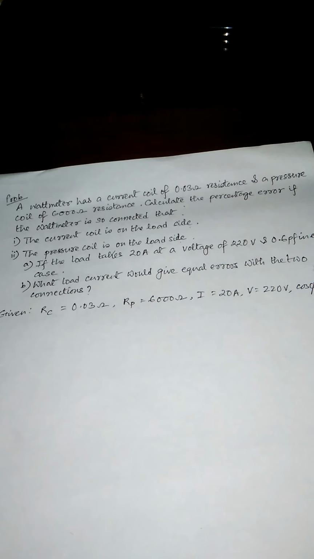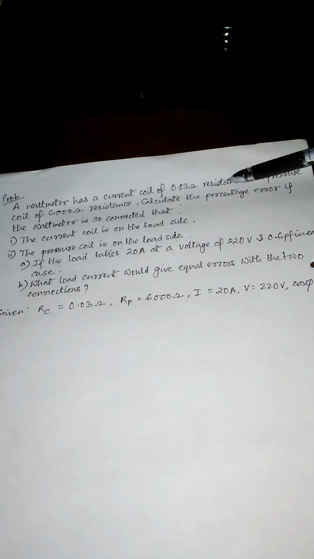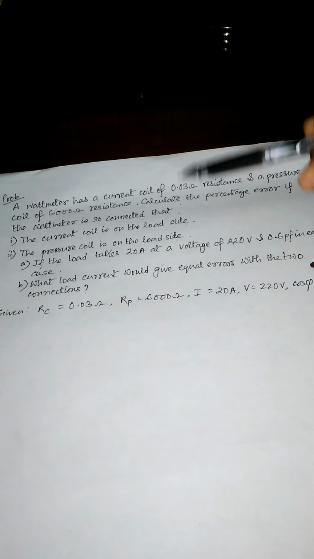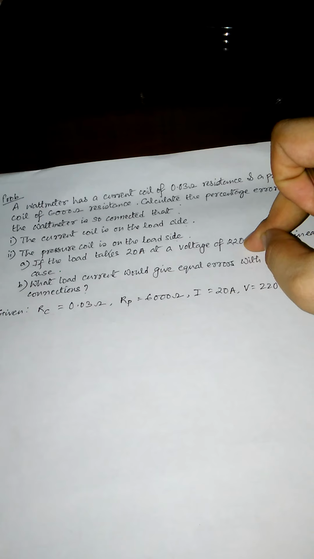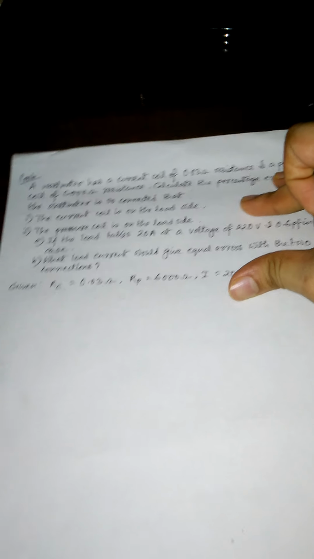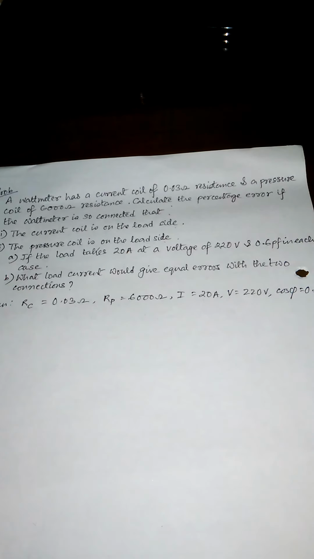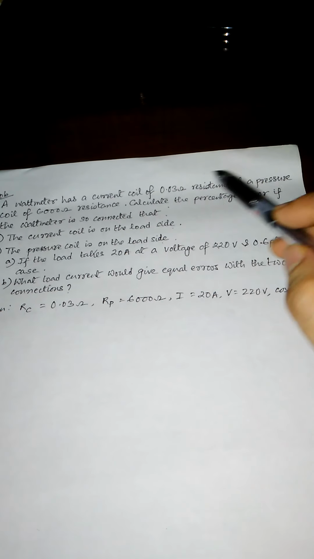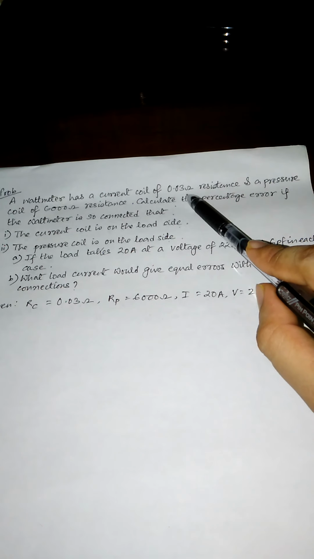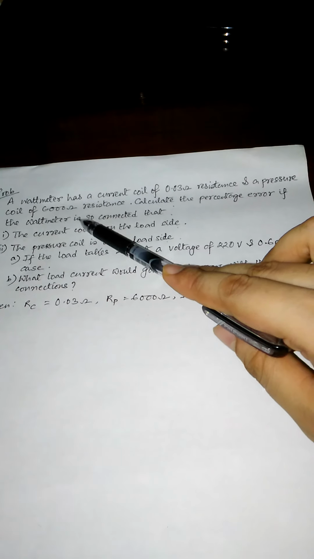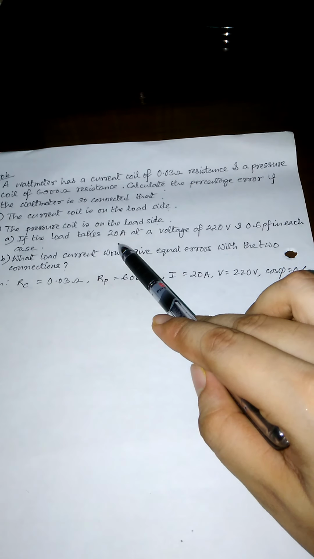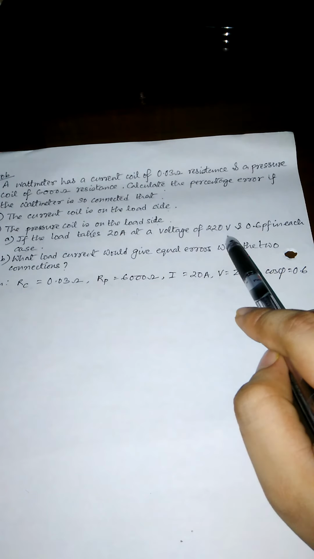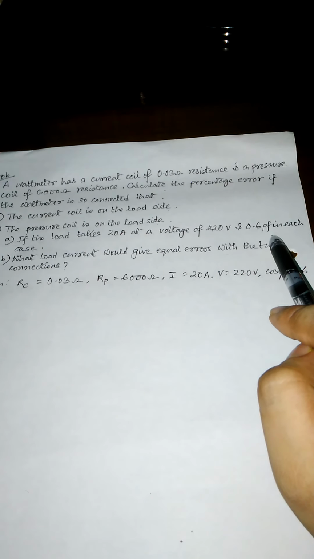Now here, there is no inductance value in this particular problem. As there is no inductance value given, we have to neglect the inductance and do the problem with respect to the resistance values. So here the current coil resistance is 0.03 ohm and the pressure coil is 6000 ohm, and we calculate the percentage error. The load takes 20 ampere at a voltage of 220 volt and 0.6 power factor in each case.